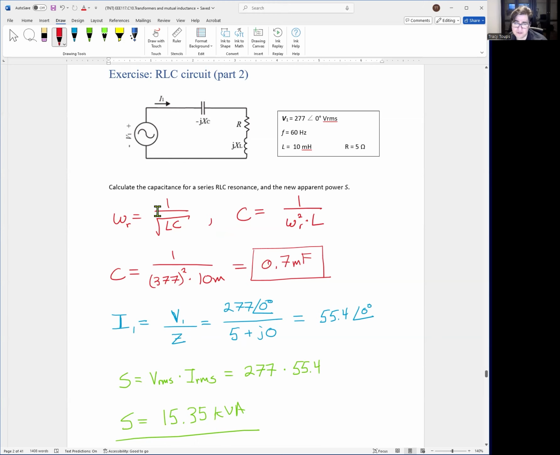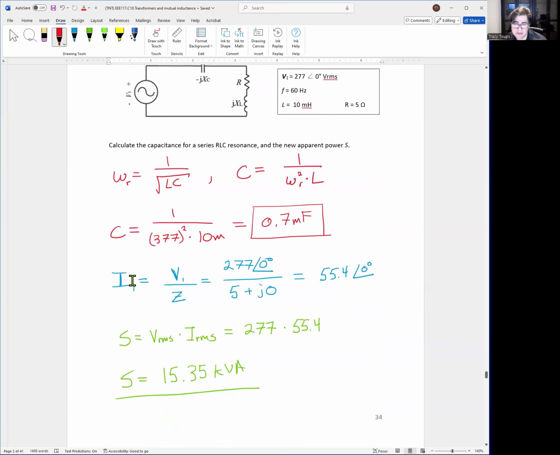So just swapping and doing some arithmetic, squaring both sides, swapping the omega R squared and C, you get C equals 1 over omega R squared times L, right? So C is now equal to 1 divided by 377 squared times 10 milli, which gives 0.7 millifarads, right? So that is your net capacitance needed to have that exact RLC resonance at 60 hertz.